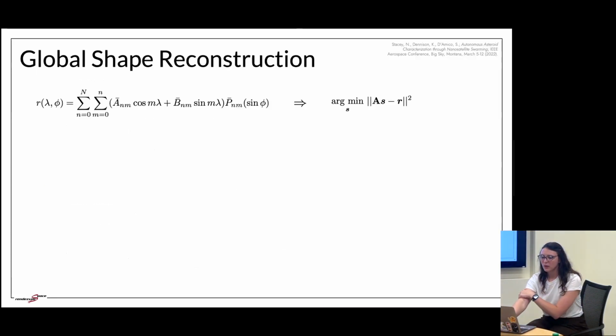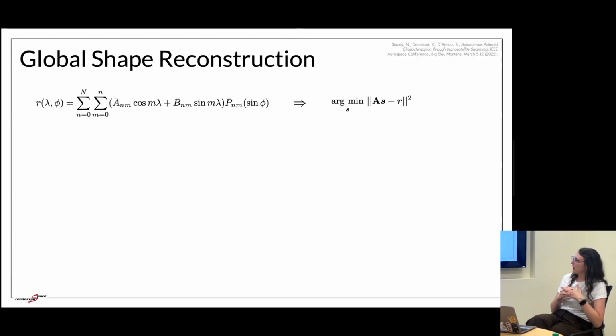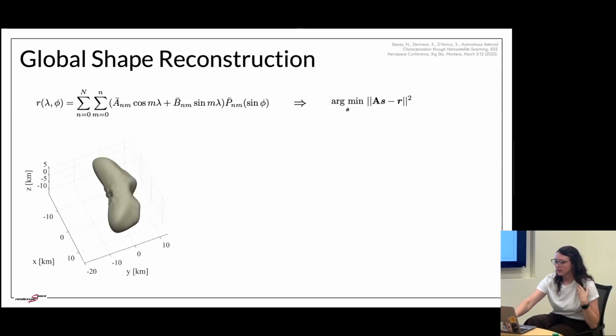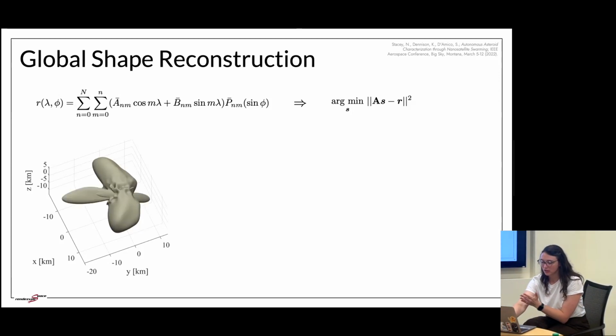Okay. So the other aspect of this is global shape reconstruction. We actually do this with spherical harmonic coefficients. We fit a body to our entire point cloud of 3D points, and this is done via least squares. So you can fit all the global shape reconstruction coefficients to all of these point clouds. And we know that this is what an asteroid should look like.